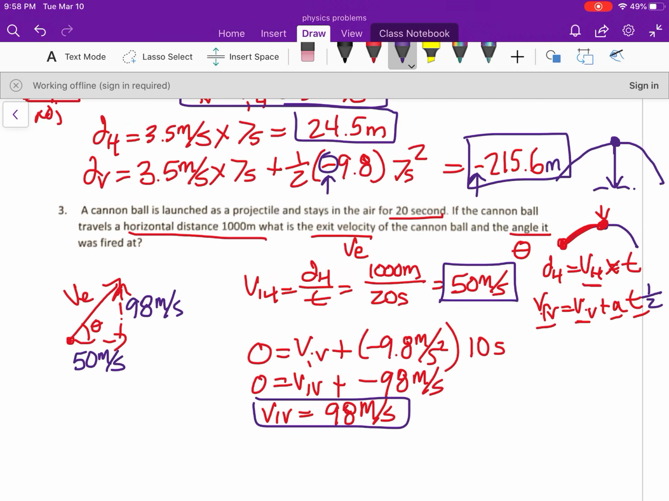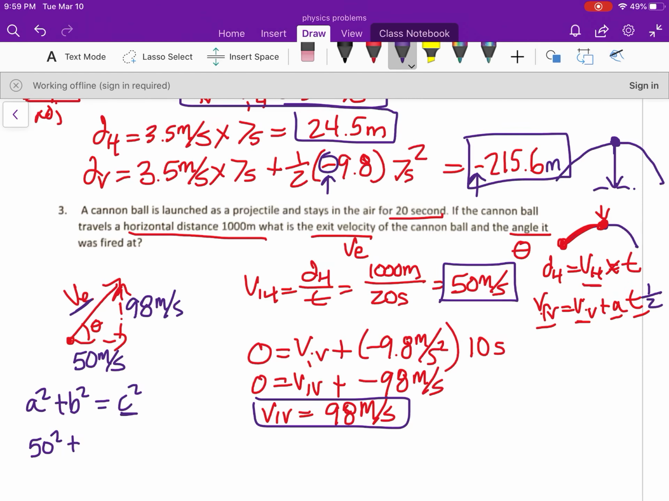So now I have two sides of my triangle, and I want to solve for the third side. The way I do that is with the Pythagorean theorem, a squared plus b squared equals c squared. It doesn't matter which side is my a squared and which is my b squared. The only thing that matters is that my hypotenuse has to be the c squared side. So I'll go ahead and plug stuff in.